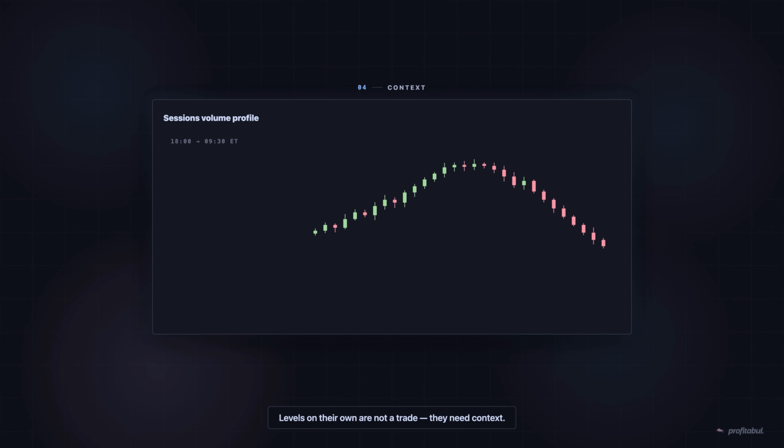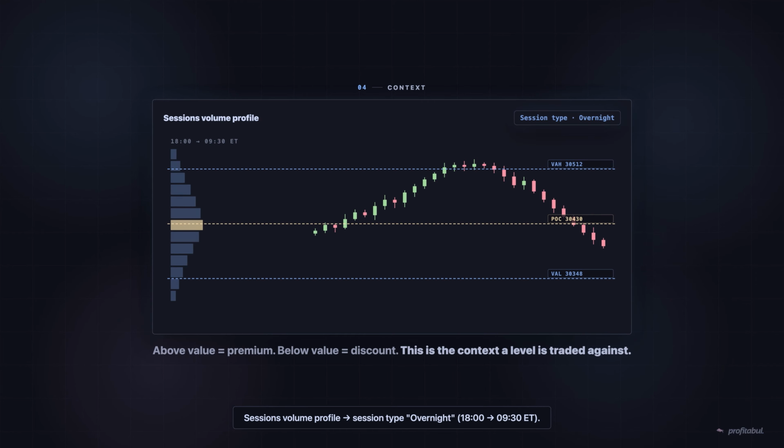They need context, and the context is the overnight profile. Open session's volume profile and set the session type to overnight. That is 6 p.m. to 9:30 Eastern, and it gives you the value area high, the value area low, and the point of control that you trade against.